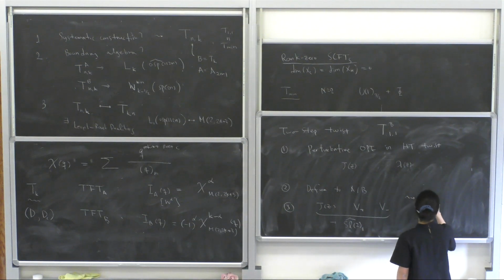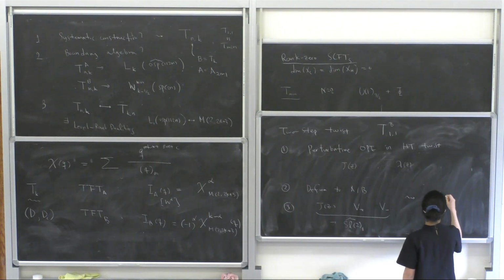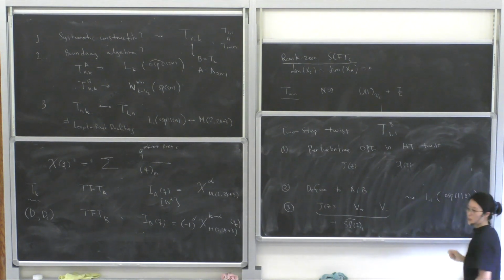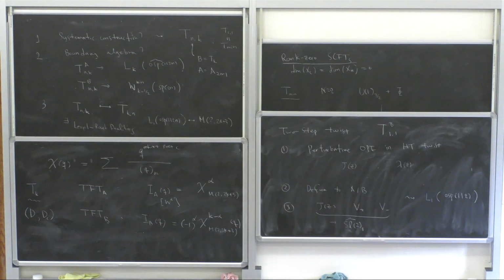these are the affine OSP(1|2) at level 1 algebra. Okay, it's a very simple non-unitary VOA that has a central charge 2/5. Yeah, it's the minimal case, the T-min case.